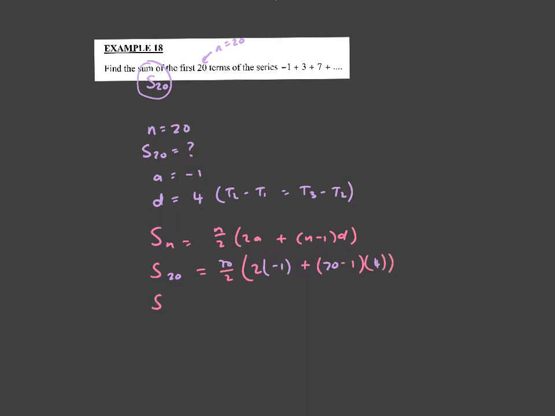Right, so the sum of the first 20 terms in this case is going to be equal to 10 times (minus 2 plus 20 minus 1 times 4), which is equal to 76, I think. And so S20 is equal to 10 times (minus 2 plus 76), which is 74, and 74 times 10 is equal to 740. That means the sum of the first 20 terms has a value of 740.